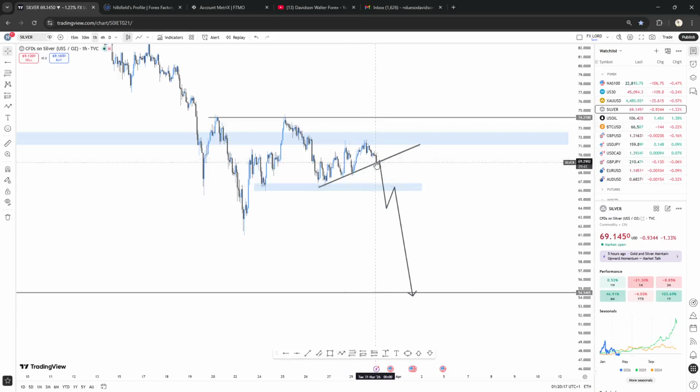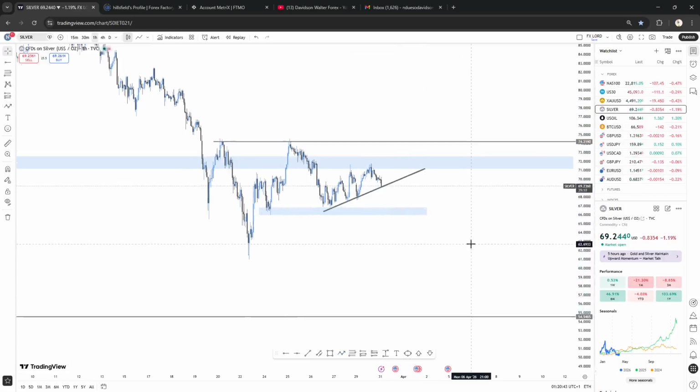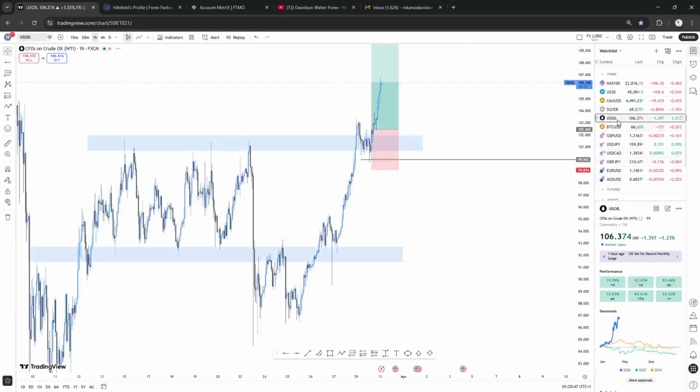So I'm just going to wait for it to bounce off this trend line, then come up here and take out these highs. This is a high, this is a high, so this is two highs, like a double top. I need to take this out, do a correction, a little pullback, then I get into the market. That's what I'm looking out for. So these are my two scenarios on silver, my bullish scenario and my bearish scenario. And after that, I have US oil.